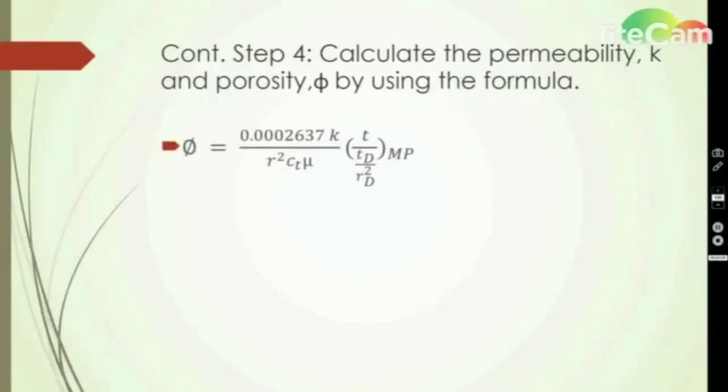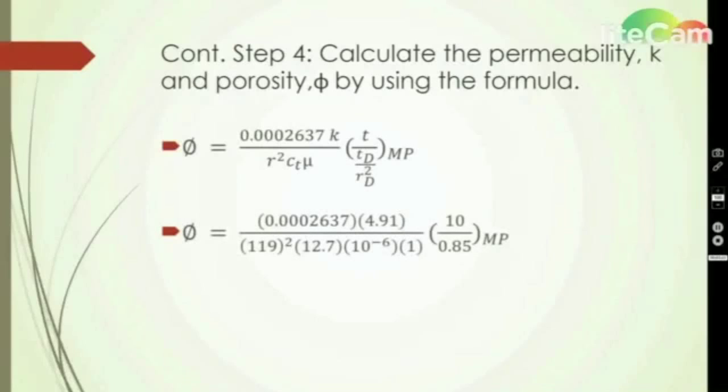Then we move to porosity. This is the formula for porosity. Porosity is equal to 0.0002637 times K over R square times CT times viscosity times T over TD over RD square. So we just plug in the data, we calculate, and then we get porosity is equal to 0.085 and we convert it to percentage, 8.5%.